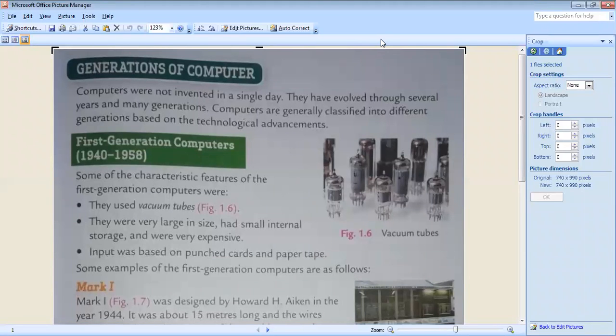In this video, we are going to learn about first and second generation of computer, and in the next class we will go through the remaining generations.